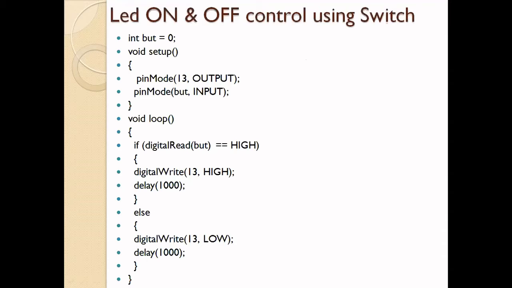Already we have studied this program in the previous classes. There is an LED available. You have to switch the LED on and off using the switch. Now I am giving one condition: if digital read button is equal to high. When I press the switch, the condition is automatically true, so it will turn on the LED. When the switch is off, the condition is false, so it will turn off the LED. So by using the switch, you can control the LED.